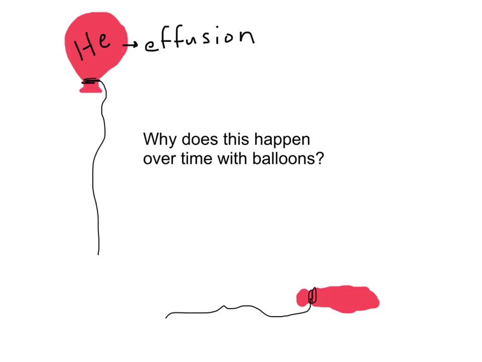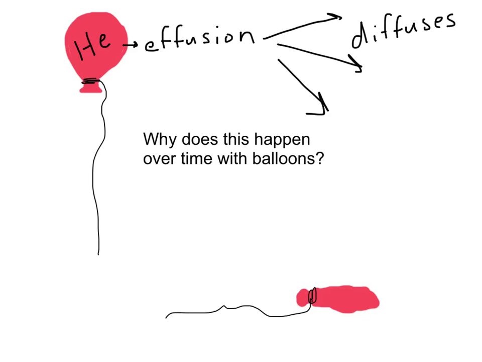Remember in the video we talked about effusion? So itty bitty holes for effusion, and then it diffuses through the room. So effusion is through an itty bitty hole, diffusion is through the room. So it diffuses through the room once it gets out of that little itty bitty hole, which is called effusion. So that's what happens: over time our balloons lose the helium to the outside.